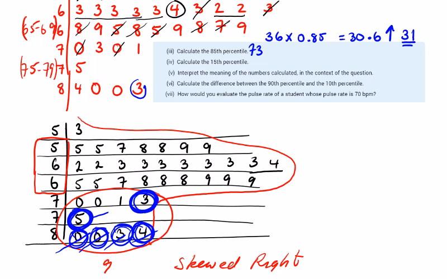The 15th percentile: 36 by 0.15. So that's 3.6 and 1.8, 5.4. So we're going up to the 6th. 1, 2, 3, 4, 5, 6. That's 58.